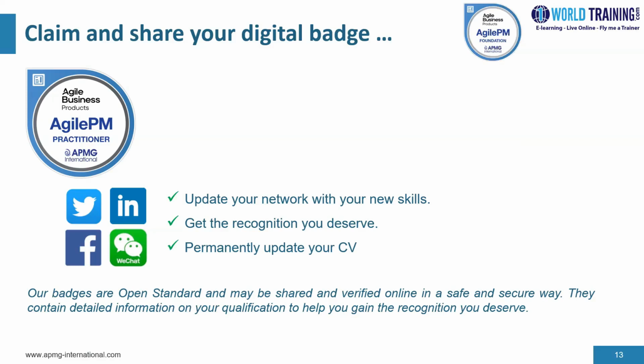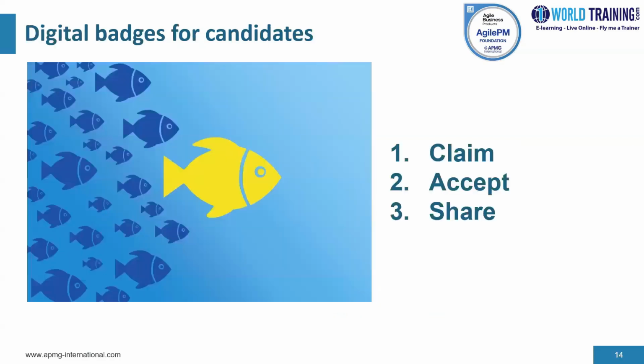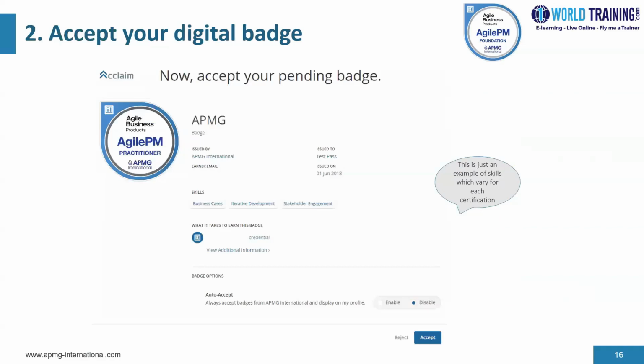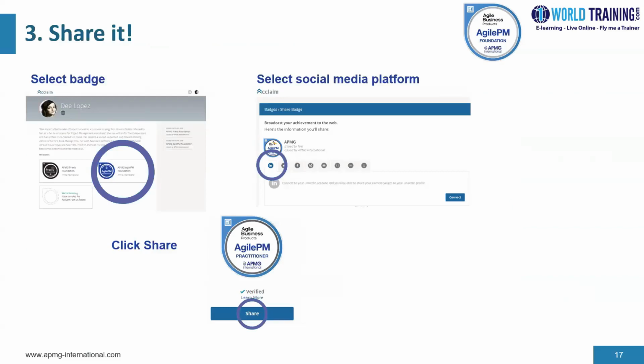So how do you go about claiming, accepting, and sharing your badges? We've got some guidelines for you. So how do you claim your digital badge? As I stated earlier on, log into your candidate portal after you pass the exam, and then you create badge. So that's how you claim your digital badge. And then you accept your digital badge, and then you share it on social media platforms. If you're active on LinkedIn, you could share it on LinkedIn so that everybody can like and spread the word that you have been certified in this particular course.